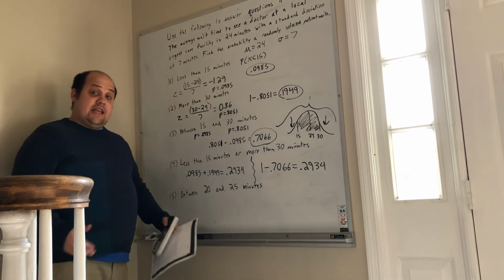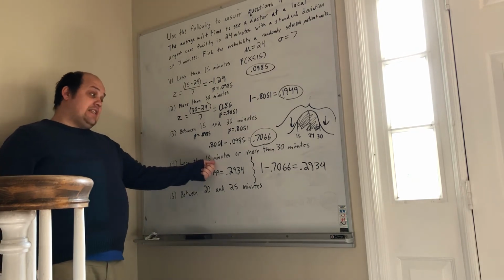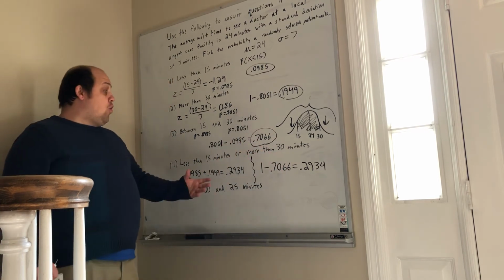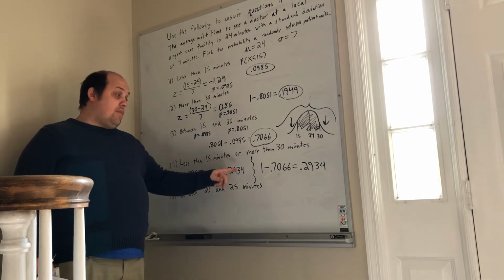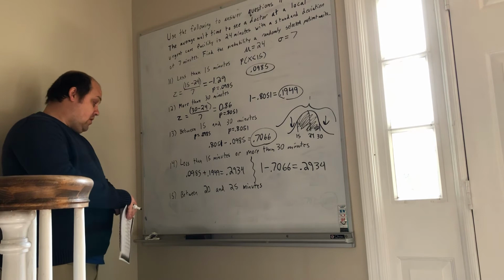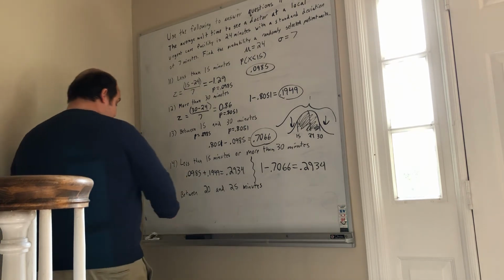So with a question like this, either way is valid. Either I can individually find what's less than 15 and what's more than 30 and I can add them, or I can take the between number that I found earlier and do 1 minus that to find outside of the between numbers.